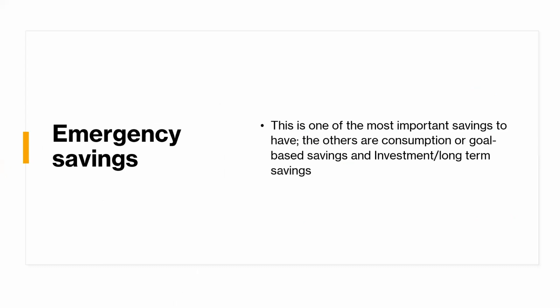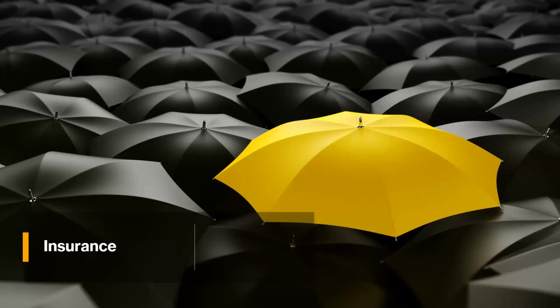Okay, I've talked about emergency savings before. This is one of the most important savings to have. The others are consumption or goal-based savings and investment or long-term savings. The next one is insurance.